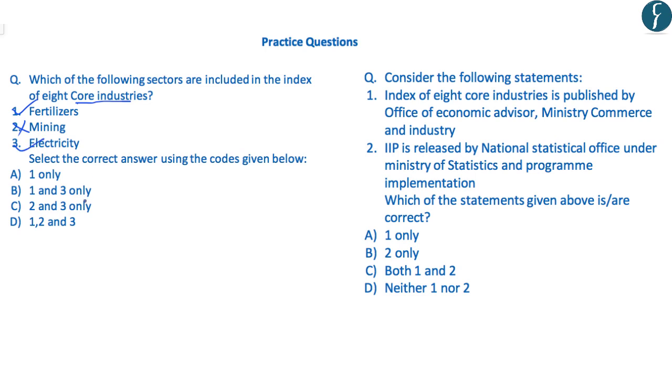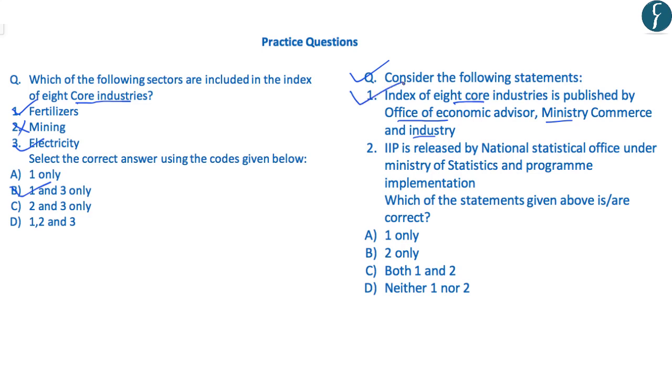So if you look at the answers, you will find that the correct answer is 1 and 3, that is the option B. Now after this, let us take up the second question, which reads, consider the following statements. The first statement is, Index of 8 core industries is published by the Office of Economic Advisor under the Ministry of Commerce and Industry. So this statement is correct.